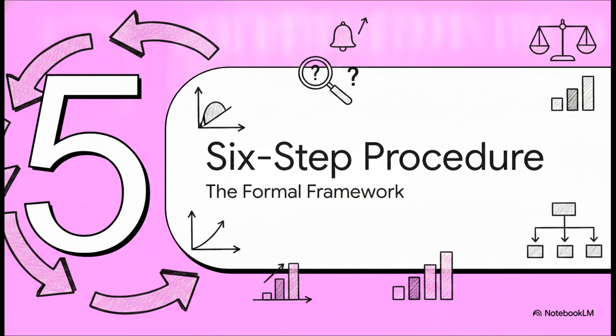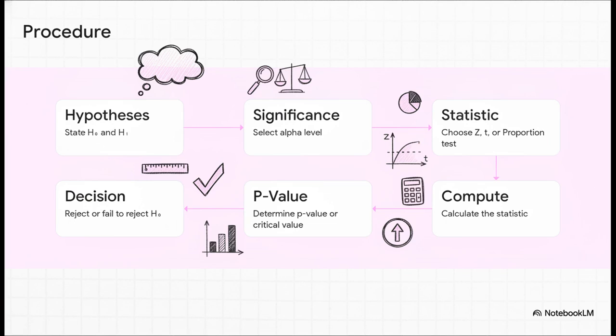Okay, section 5. Let's tie the whole shebang together with the 6-step procedure. What we've been doing actually illustrates the exact 6-step procedure every statistician follows from start to finish. Step 1, state your hypotheses to define your null and alternative clearly. Step 2, select your significance level. Pick your alpha, usually 0.05, to set your standard for conviction. Step 3, choose the test statistic. Figure out if you need a z-test, a t-test, or a proportion test based on the data you have.